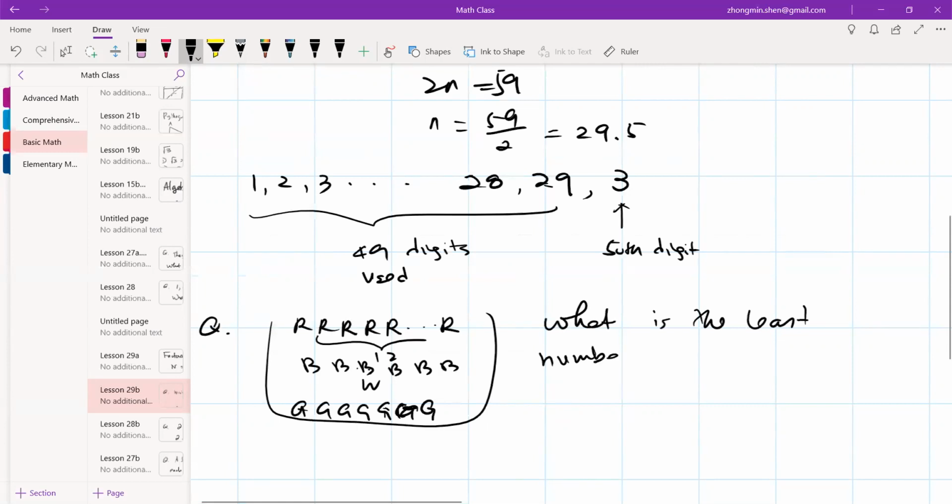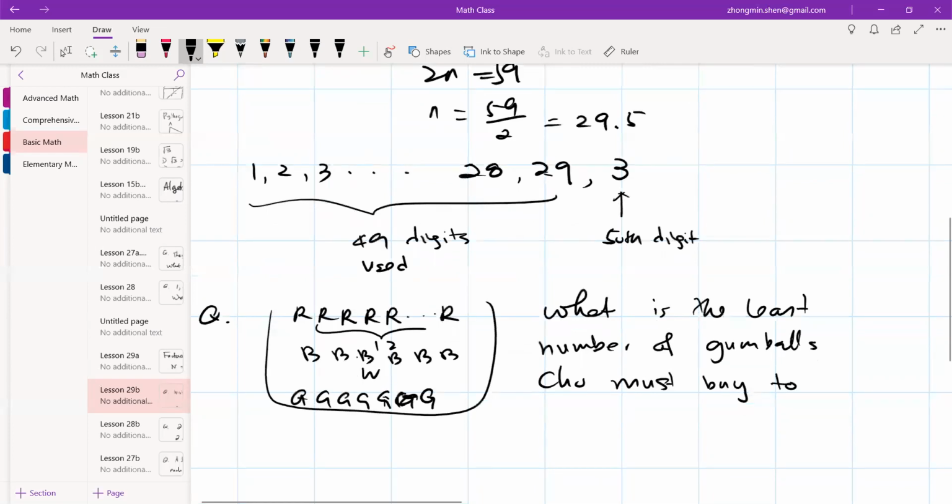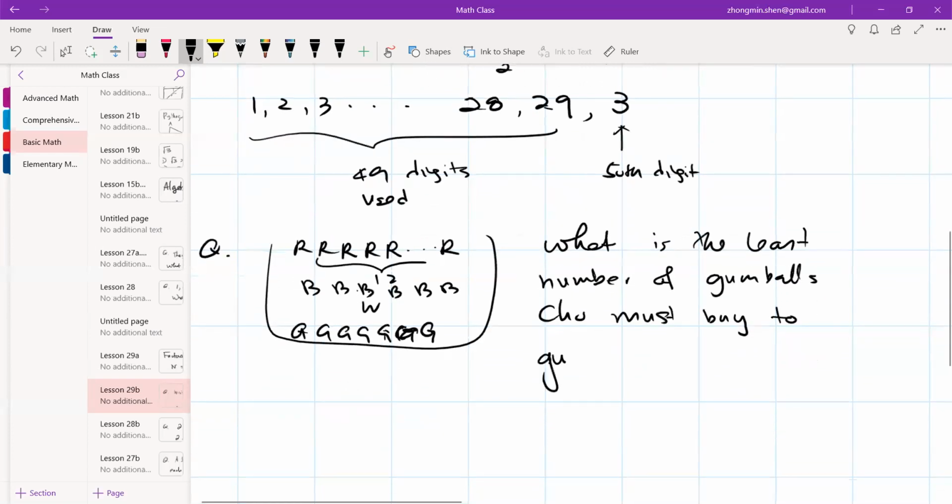Yeah, this is an important problem. Sometimes when you go outside, you're trying to get 3 identical color gumballs, right? And you want to know how many you have to buy. Sometimes you're lucky, you don't need to buy so many, but at least you prepare for the worst. You have to spend so much money to guarantee 3 of the same color.